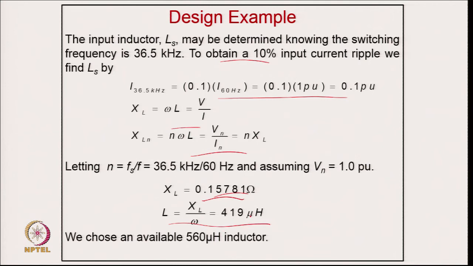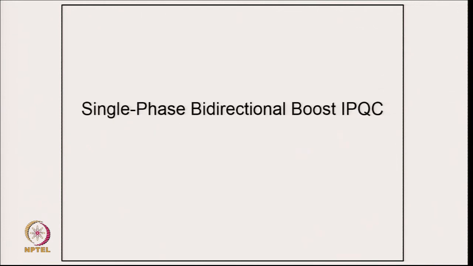Your switching frequency is quite high, 36.5 kilohertz, so the inductor value is quite small, even less than half a millihenry, only 0.419 millihenry, or you can call it 419 microhenry. We can of course select a little higher value, that is a 560 microhenry inductor, which is available as a standard value.